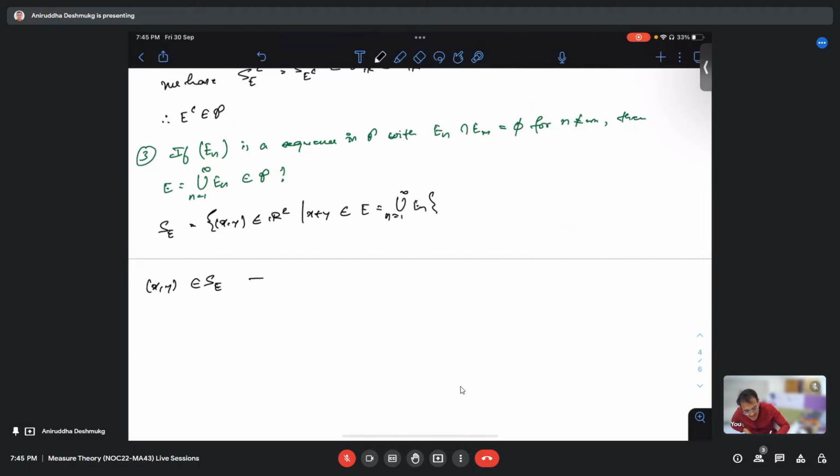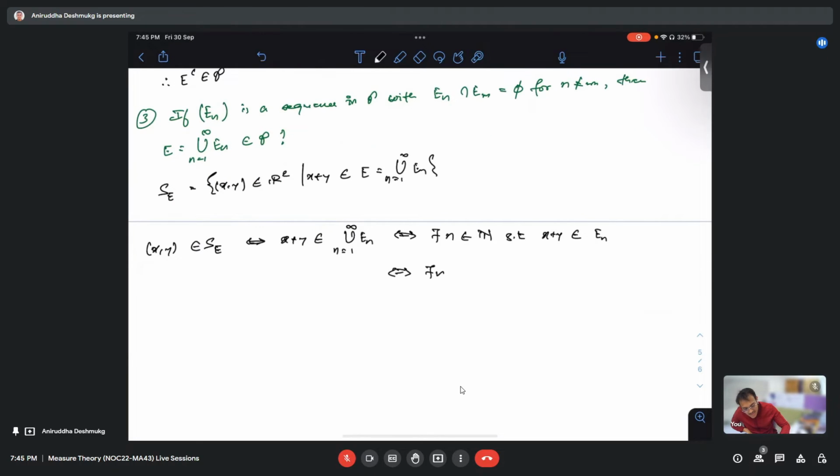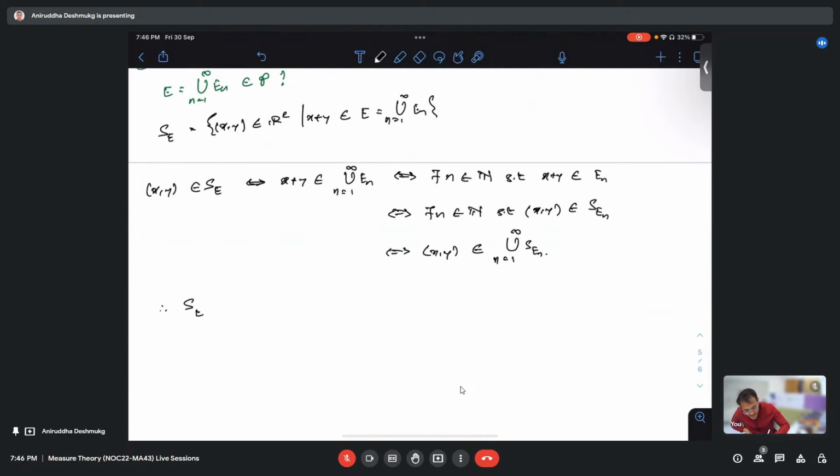XY is inside SE. This is same as saying x plus y is inside this union, which is same as saying there is some n such that x plus y is inside En. But then this is same as saying there is some n such that x comma y is inside SEn, which is same as saying x comma y is inside the union of SEns. Therefore, we have proved that SE is equal to union of SEns, which is inside BR cross BR.